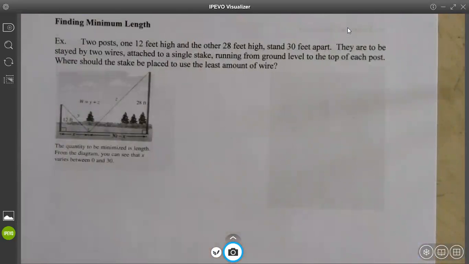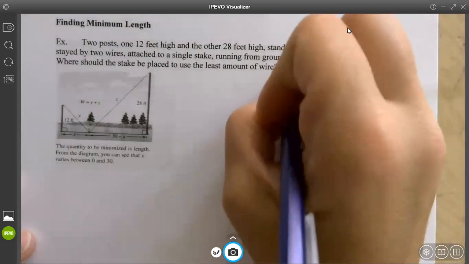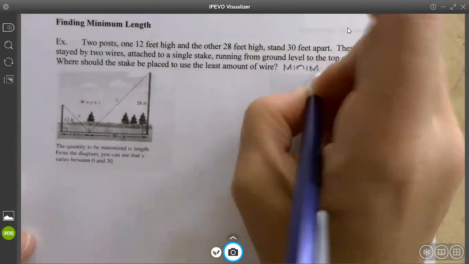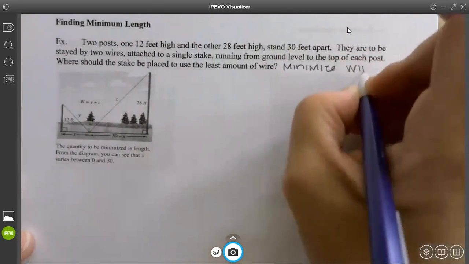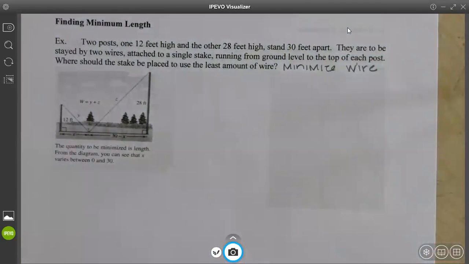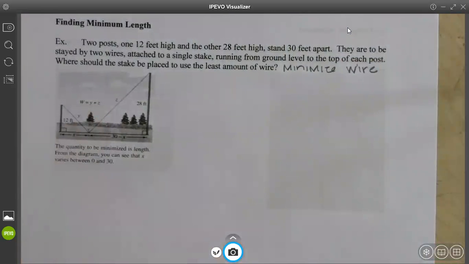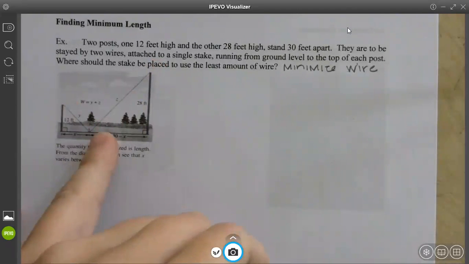What are we trying to maximize or minimize? We're trying to minimize. What are we trying to minimize? The amount of wire. What represents the wire on the picture? You guys see in the picture, if they don't give you this equation, how do you figure it out? Where is the wire in the picture? The equation tells you. Z and Y. So your wires are the ones that are staying there.